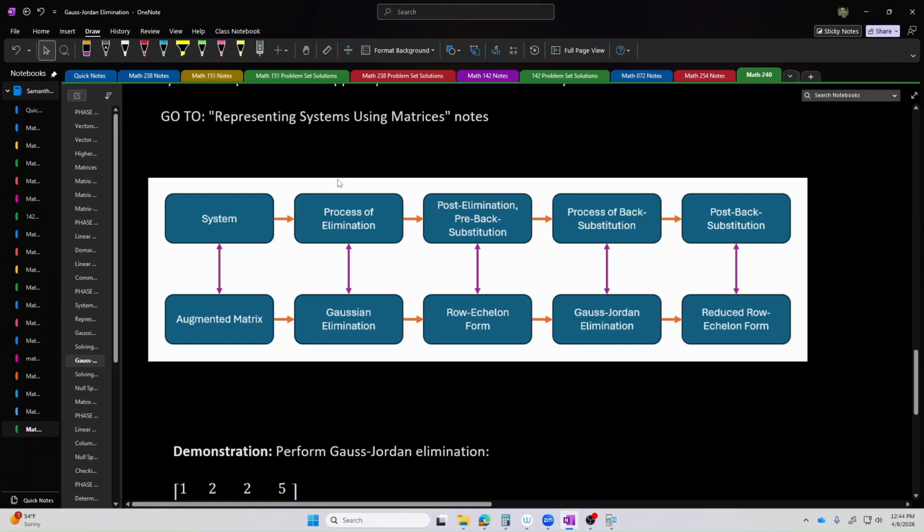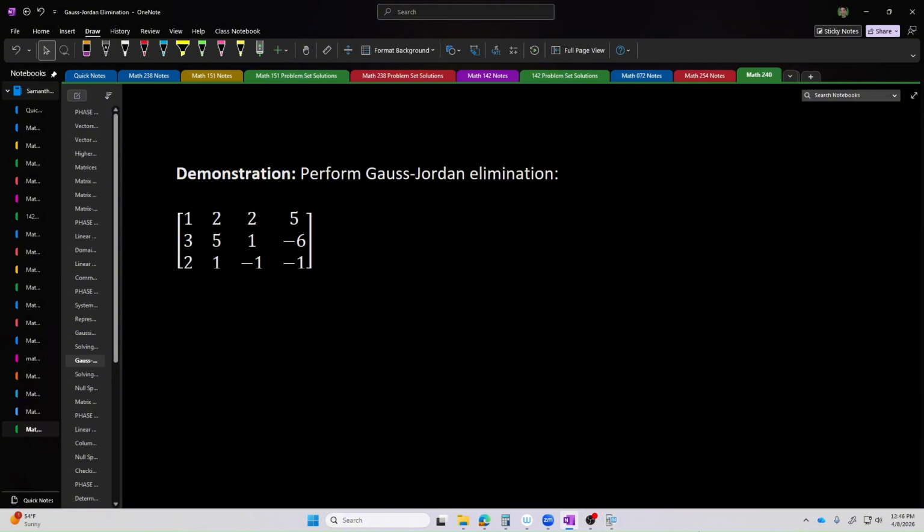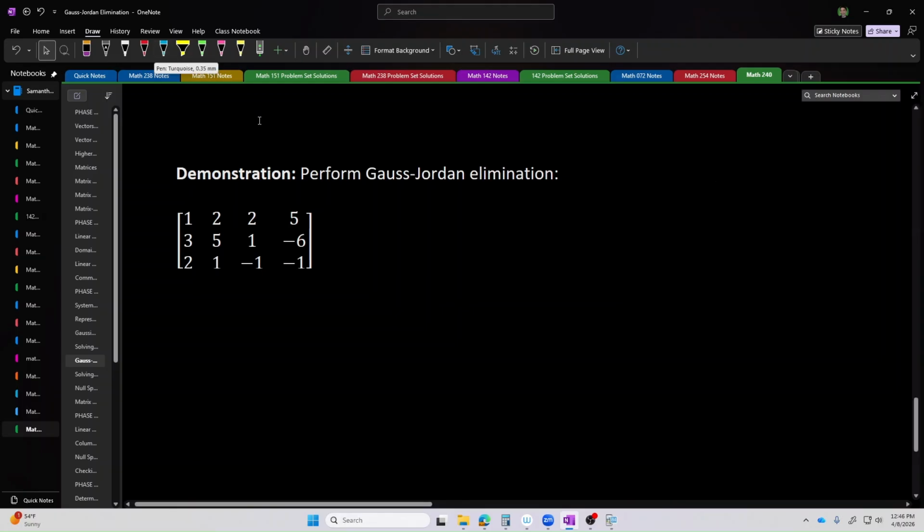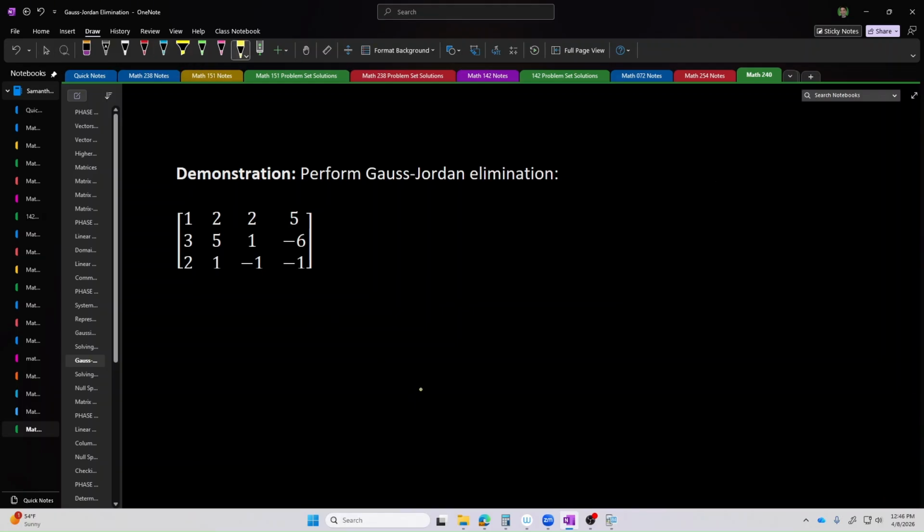Every single action that you do on the system has an equivalent in terms of the action that you perform on the augmented matrix. So let me demonstrate the Gauss-Jordan elimination algorithm on the following matrix. And to start with, again, I'll do it by hand for folks who don't have a graphing calculator. The first step of the process is just to perform regular Gaussian elimination, the same Gaussian elimination that we've been using since a couple of lessons ago.